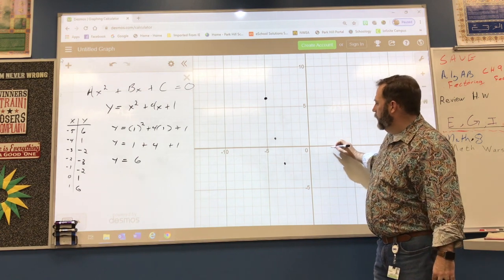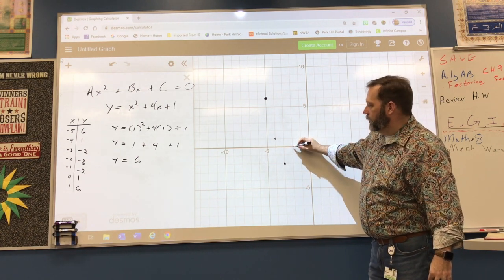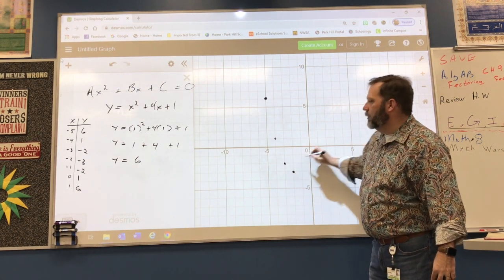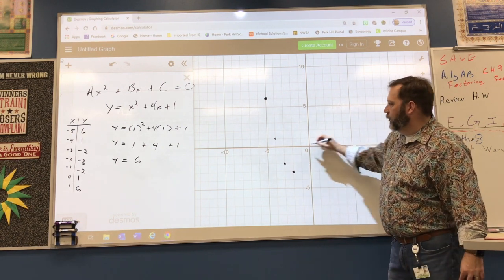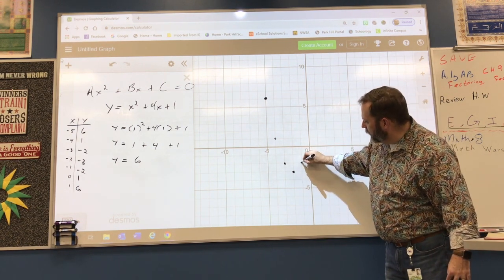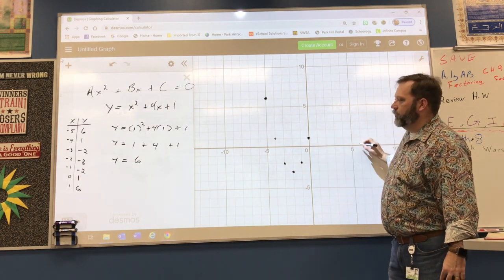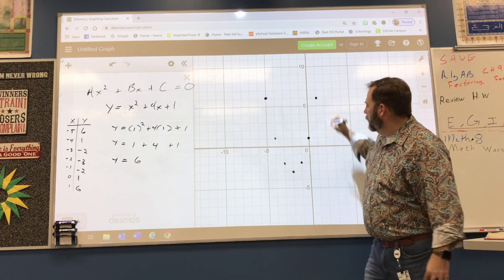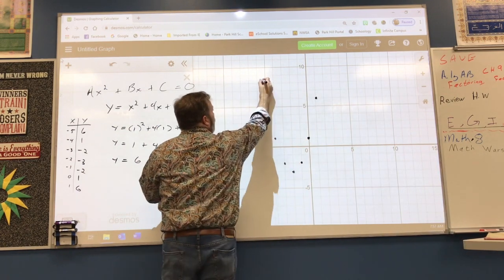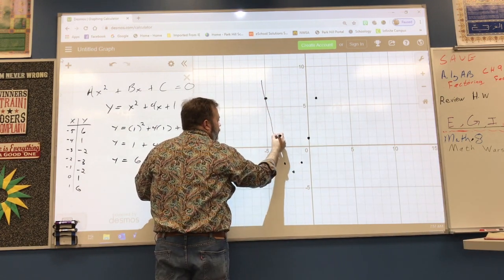I'm going to go over to negative 2. I'm going to go down 3, I'm going to make a dot. I'm going to go over to negative 1. I'm going to go down 2, make a dot. I'm going to go over to 0. I'm going to go back up to 1. And then 1, 6. And I have a parabolic curve.